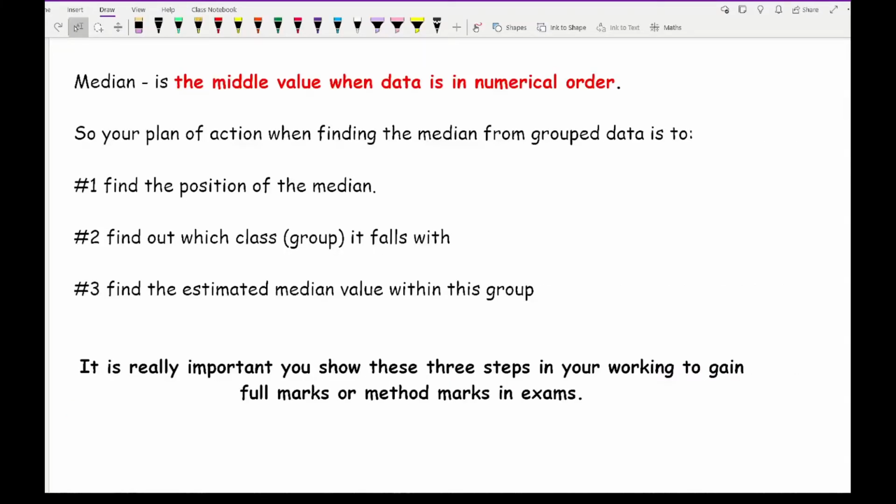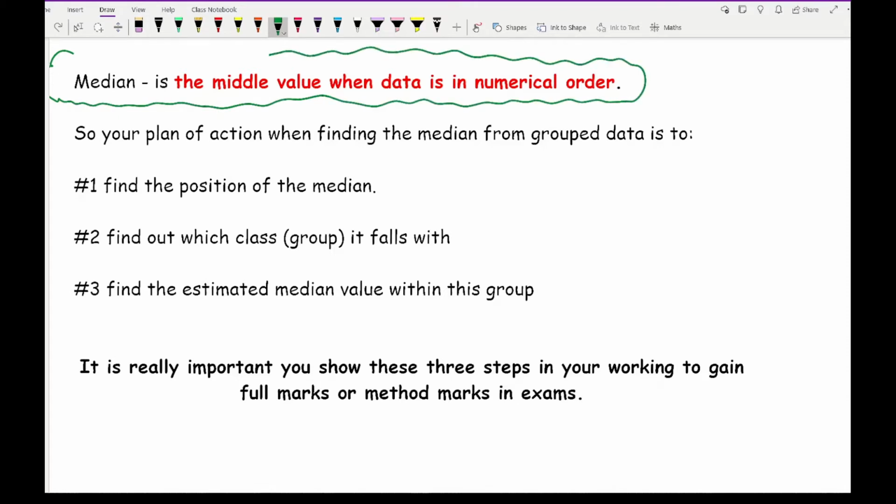Now before we get started, let's just go over some of the basics. So again, remembering that the median is the middle value when your data is in numerical order. Now the numerical order shouldn't really be a problem because your data is going to be grouped. Generally speaking, you have your smallest value at the top of your table, and you'll always end up with the largest value in the bottom row on the right.